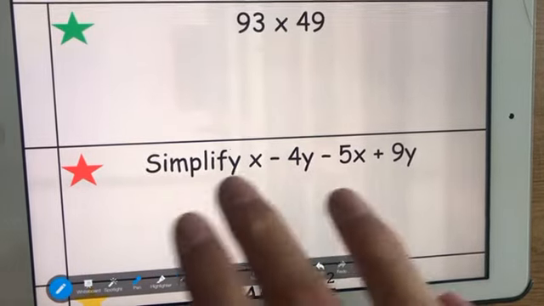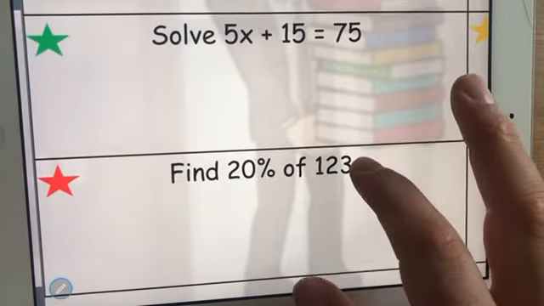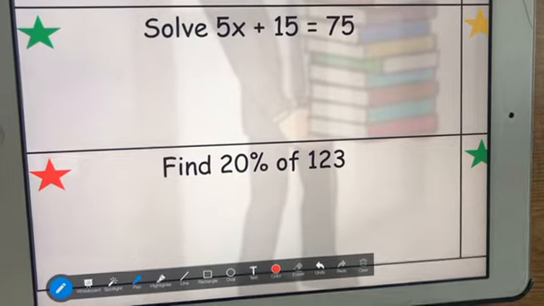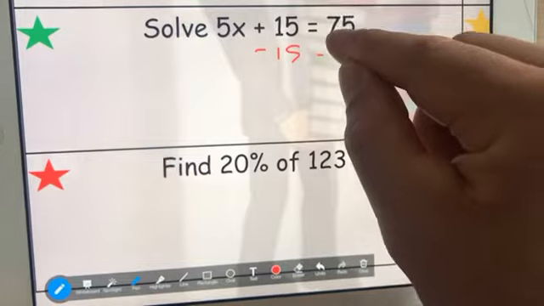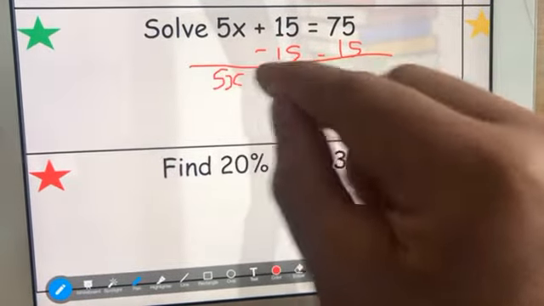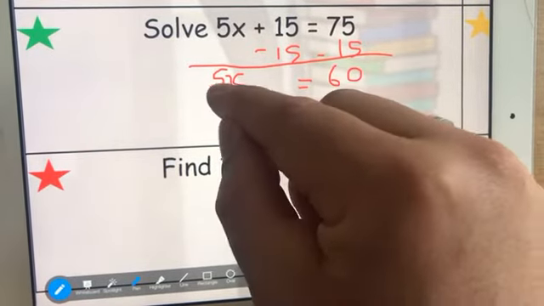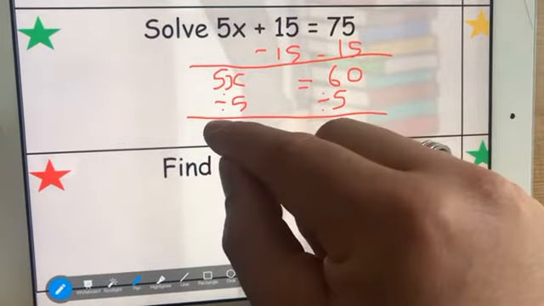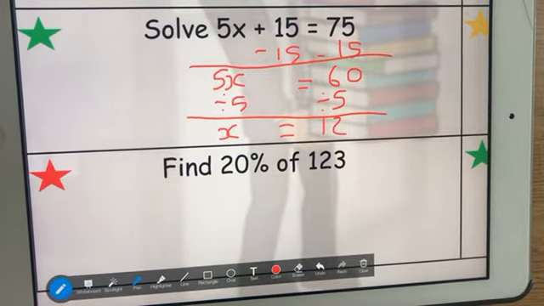On to the next line. You've got 5x plus 15 equals 75. Again, follow your same steps as you normally would for solving equations. Okay, I'm going to take away 15 from both sides. 5x moves straight down. 15 take away 15 is nothing. 75 take away 15 is 60. Now I'm going to divide by 5 because I want to get x on its own. x equals 60 divided by 5, which just gives me 12. 3 points.